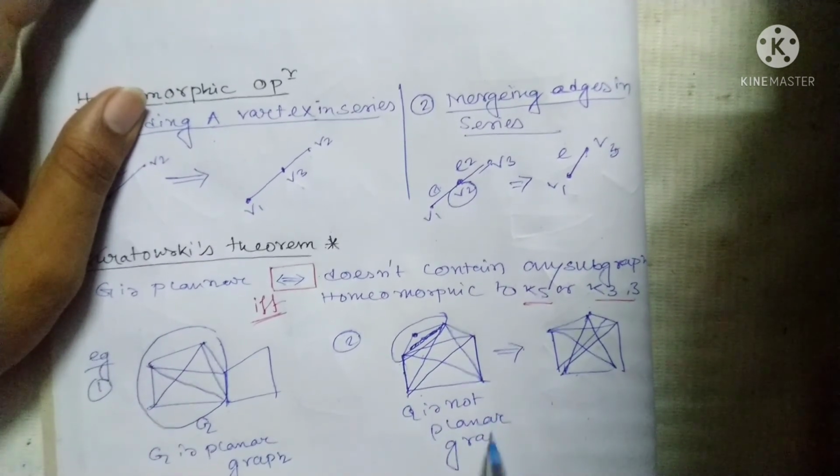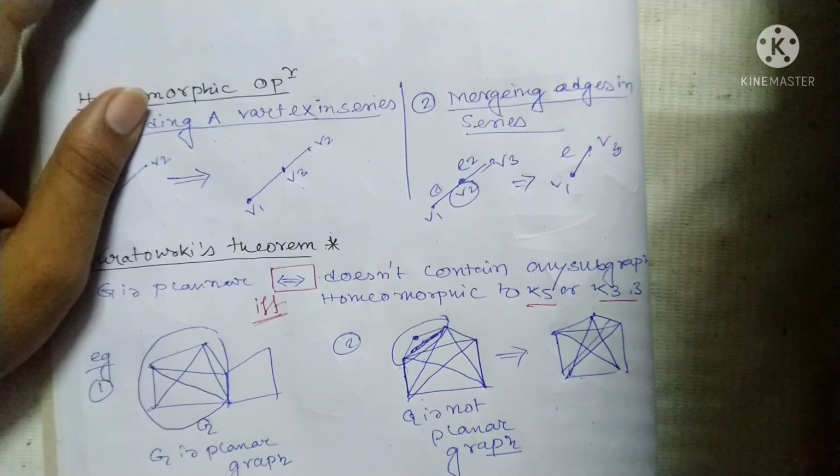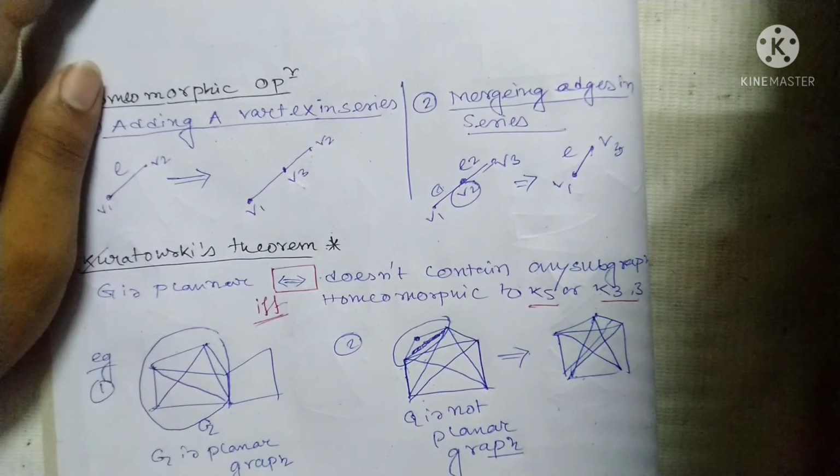Okay, simple. So if any graph contains a subgraph homeomorphic to K5 or K3,3, then it is not a planar graph.